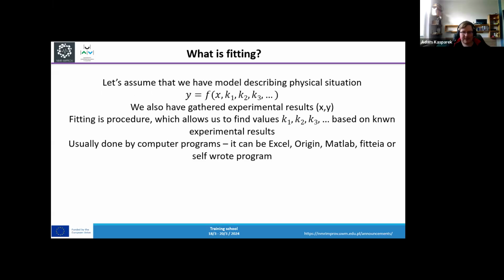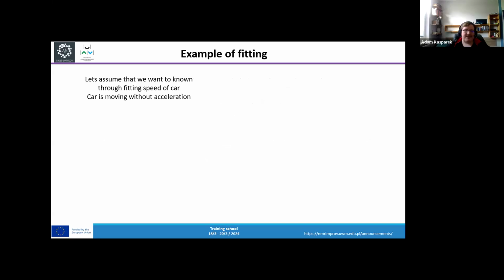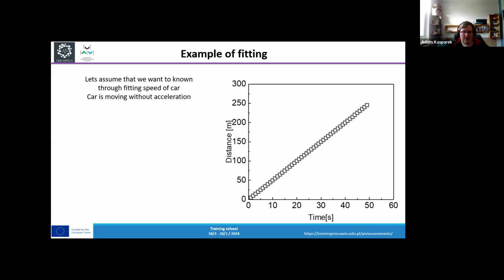this is the basics, and let's take an example to better show you what it's about. As you can see, it will be a very basic lecture. So let us assume that we want to know the speed at which a car has been traveling. To be more exact, we know that the car was traveling without acceleration. And we have data: the distance which was traveled, and the time.